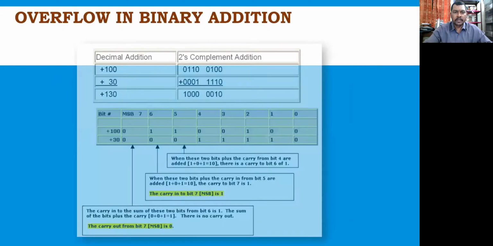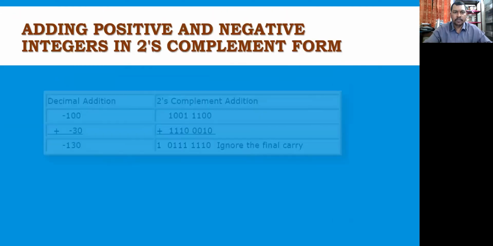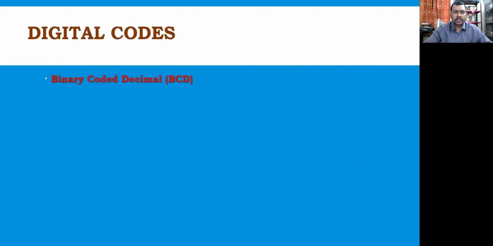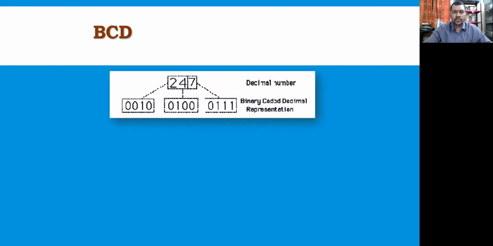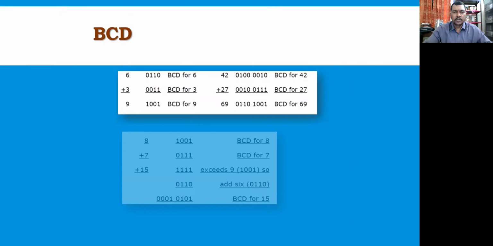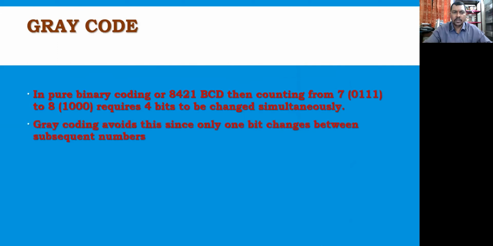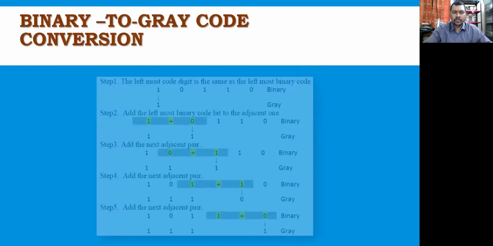So overflow, binary addition, then we are having some two's complement. These are some adding, subtraction, digital codes, BCD codes we have studied there. So these are BCD codes, and how to convert those BCD codes. And 4221 code, 8421 code, I have told you. And this is the gray code that we are expecting to teach you. So this is how the conversion is, gray to binary and binary to gray. I'm going to tell you how to convert a binary number to gray and gray to binary, and what the applications of it are.